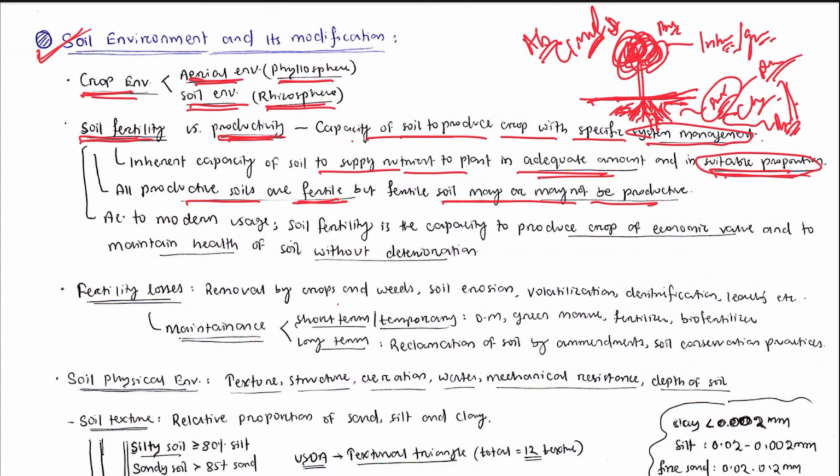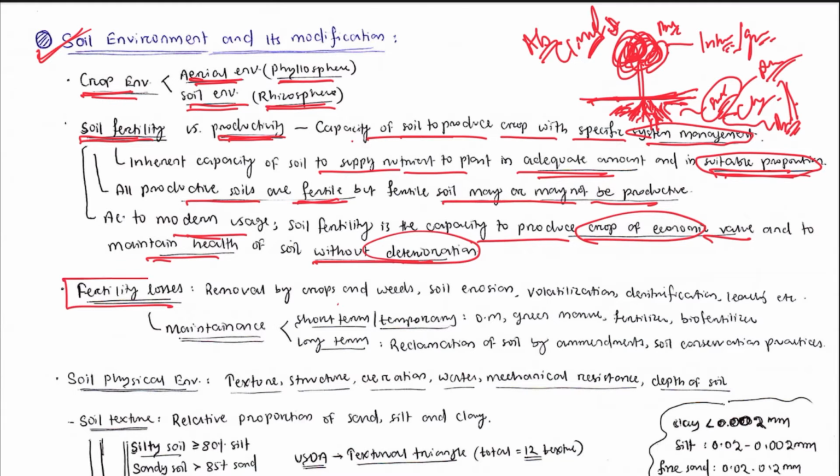According to the modern concept, soil fertility is the capacity to produce a crop of economic value and to maintain the health of the soil without deterioration. So soil fertility is the capacity to produce the crop having economic value, or economical produce, and to maintain the health of the soil without its deterioration.